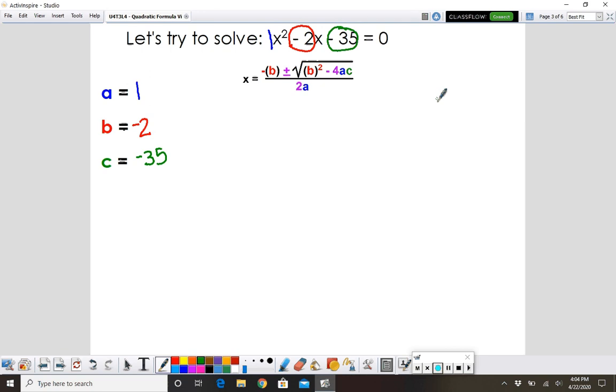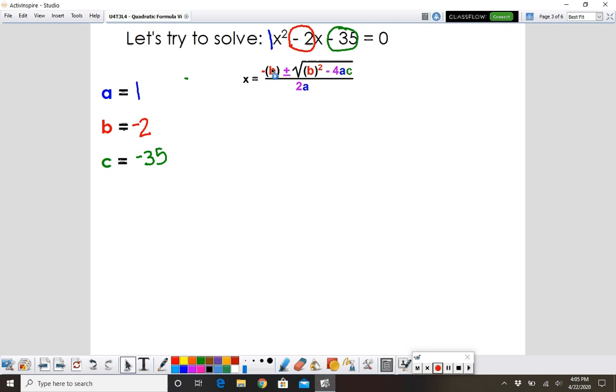I always want you to write out your formula because it's really easier to put these numbers into specific places. You won't forget things. You won't leave any numbers out if all you're doing is replacing the letters with the numbers. Okay, so your formula looks like this. Negative b plus or minus the square root of b squared minus 4ac.